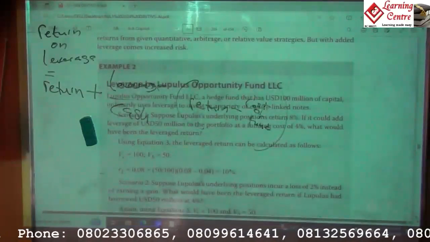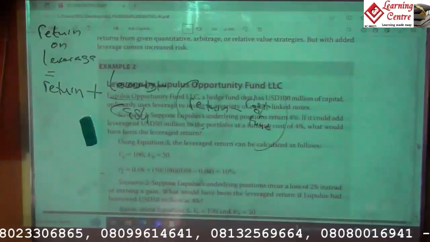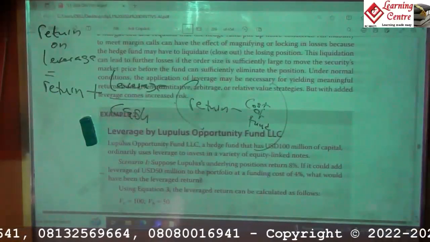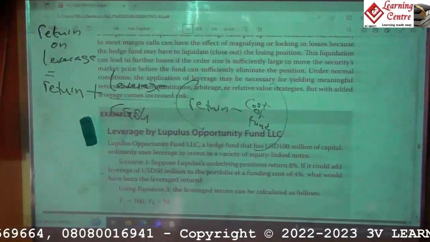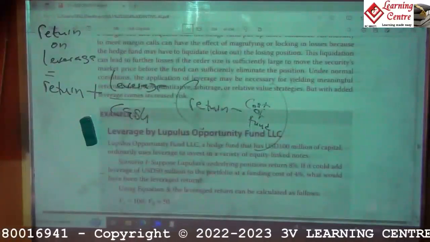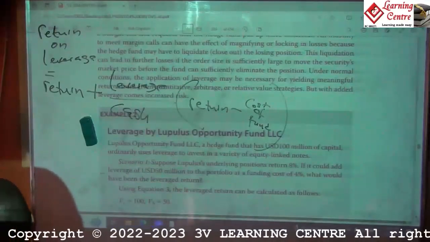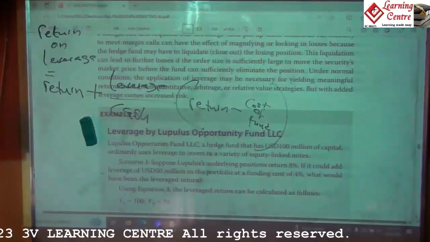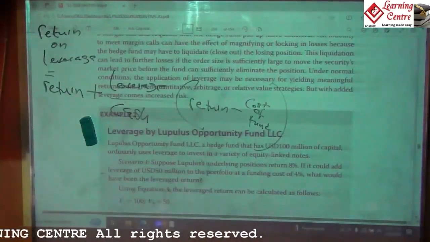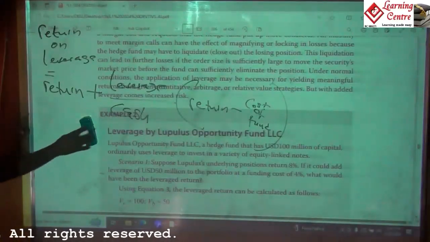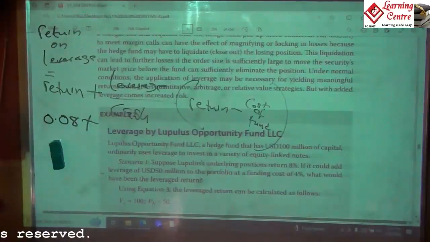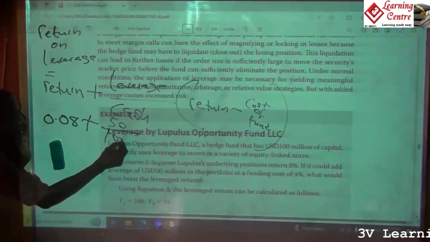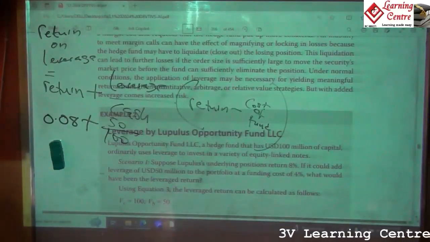So let's do the same example here. Let's use this example to solve it. L Opportunity Fund Limited, a hedge fund that uses 100 million of capital as leverage. That is 100 million of capital, which is cash. Scenario 1, suppose on the underlying position, the return is 8%. So let's start inputting our figures. Return is 8%, which is 0.08, plus, what is our added leverage? Our leverage is 50 divided by cash of 100. Then we're told that our cost of funding is 4%.